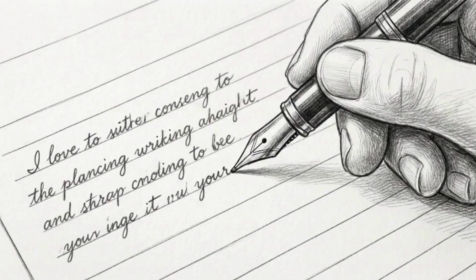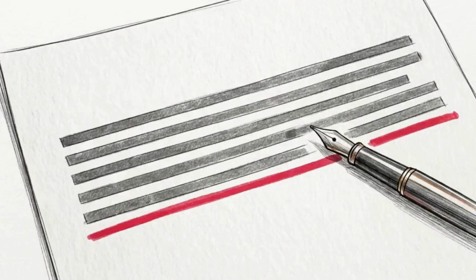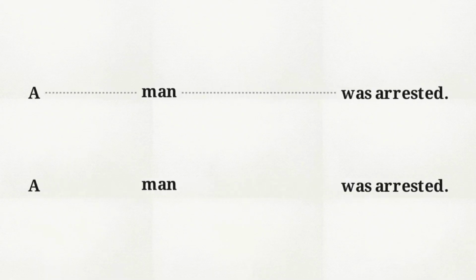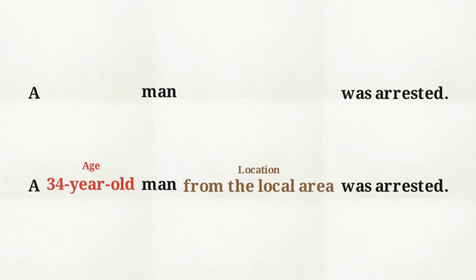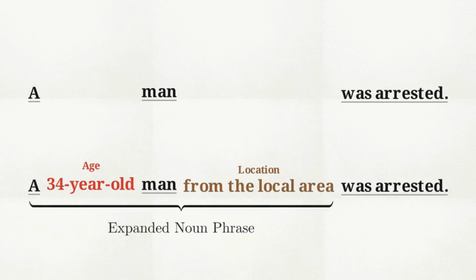Take your finished noun phrase and give it an action. Drop it into a sentence so you can see how it works in practice. Notice the two sentences on screen. The top one reads, "A man was arrested." The bottom reads, "A 34-year-old man from the local area was arrested." Look at the empty space in the top example. By using our two tools, the bottom sentence delivers a precise age and location inside the exact same sentence skeleton without requiring a single new clause.